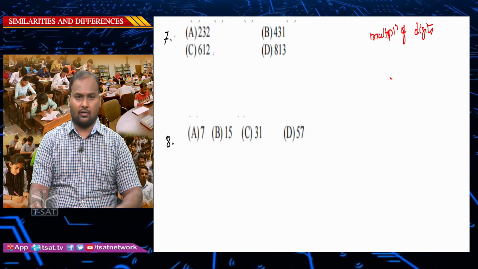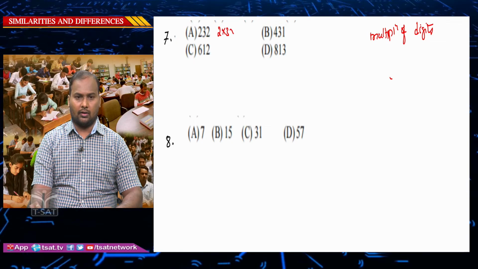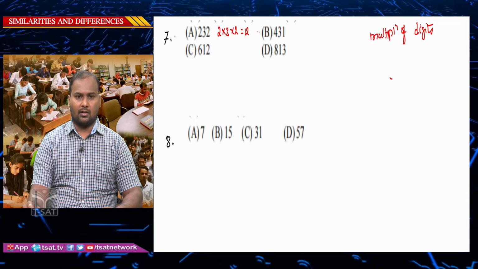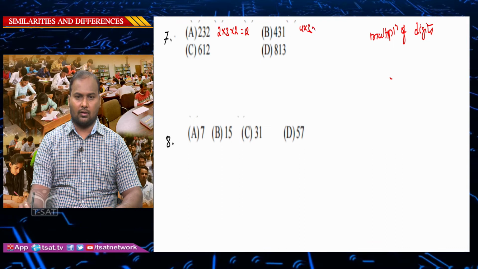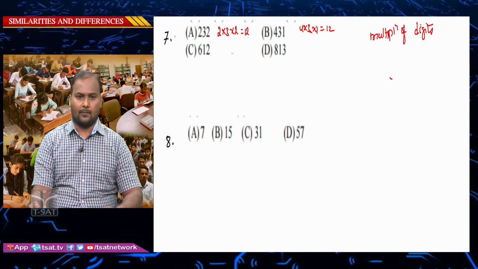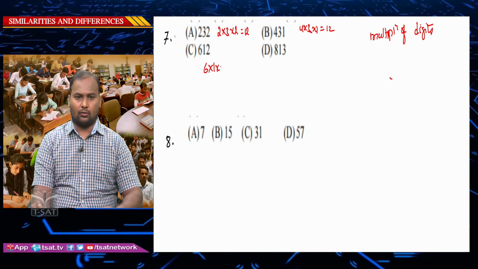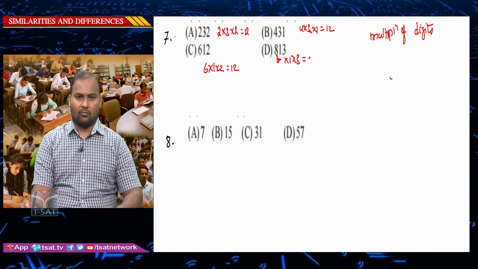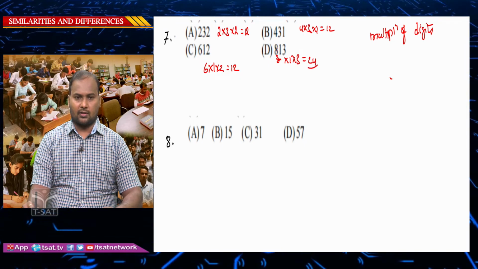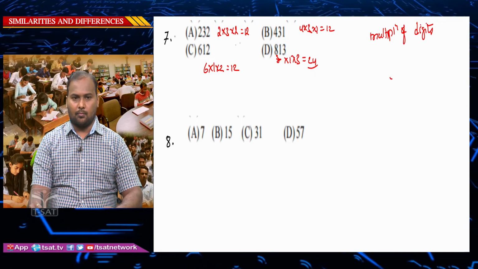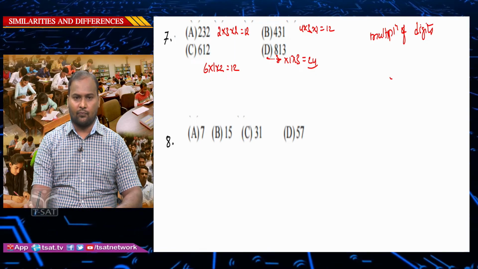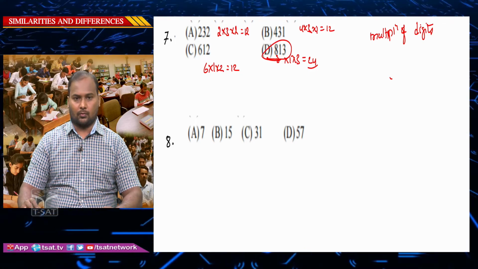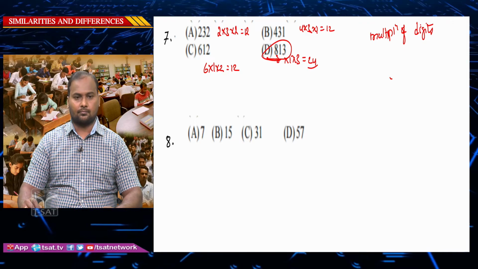For example, in option A, 2, 3, 2: you multiply, 2 times 3 is 6, 6 times 2 is 12. In the same way, 4, 3, 1 is also 12. In the same way, 6 into 1 into 2 is also 12. Finally, 8 into 1 into 3 equals 24. So what is the common logic here? In A, B, C the multiplication of digits is 12, whereas in option D the multiplication of digits gives 24. So the logic is multiplication of digits.